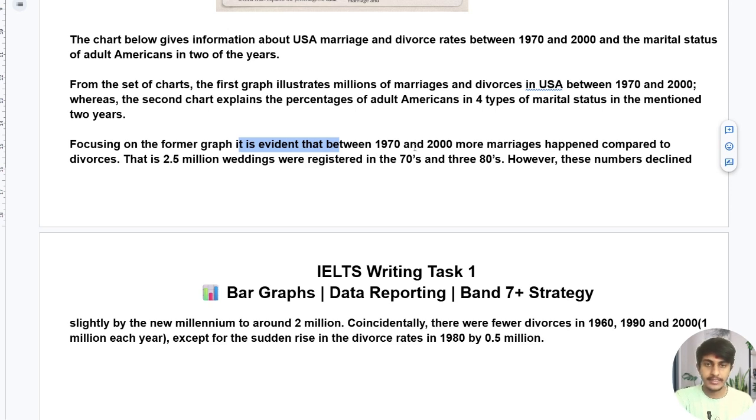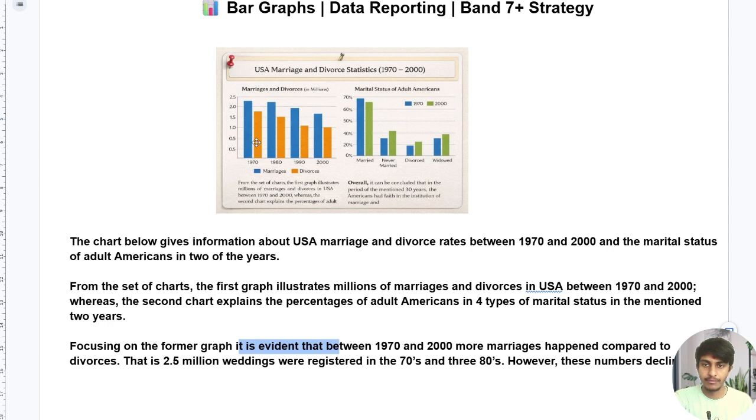2.5 million in 1970. Marriages declined towards 2000. So this shows a rise and fall. In 1970, 2.5 million, and in 2000 below 2 million. So there is a rise and then a fall. IELTS loves rise, fall, fluctuation, stability.